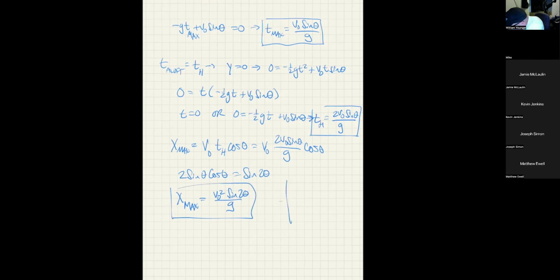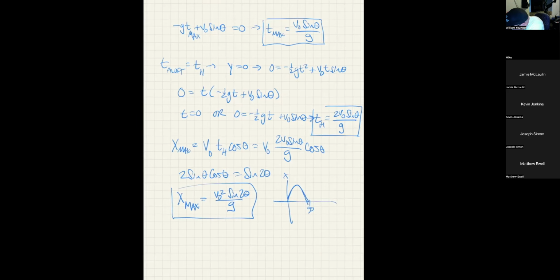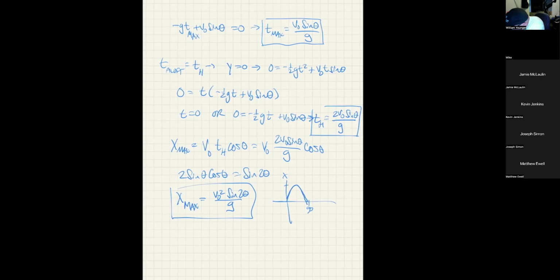And in fact, if you graph that, you would see that because it's a sine of 2 theta, it reaches its max there. Unless you want the actual max, which is v0 squared over g, you have two choices of angles, the low trajectory and the high trajectory.